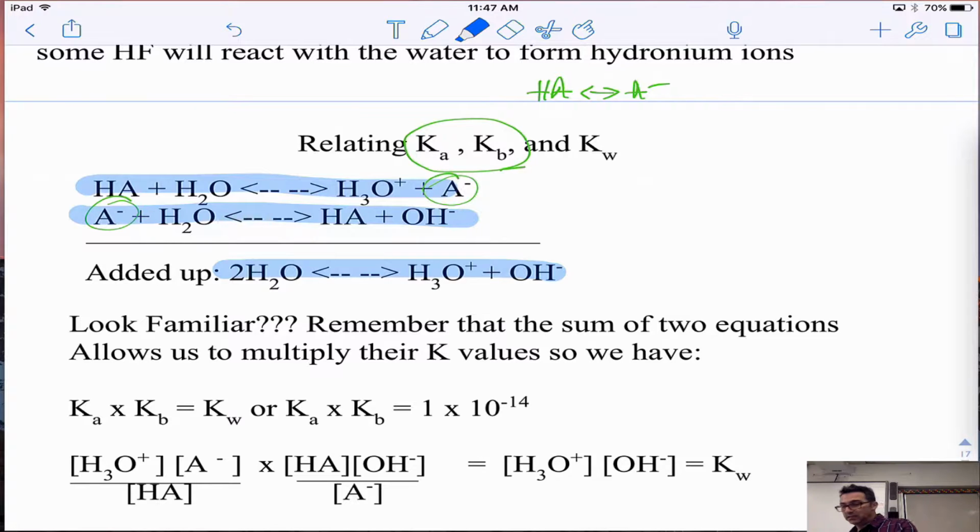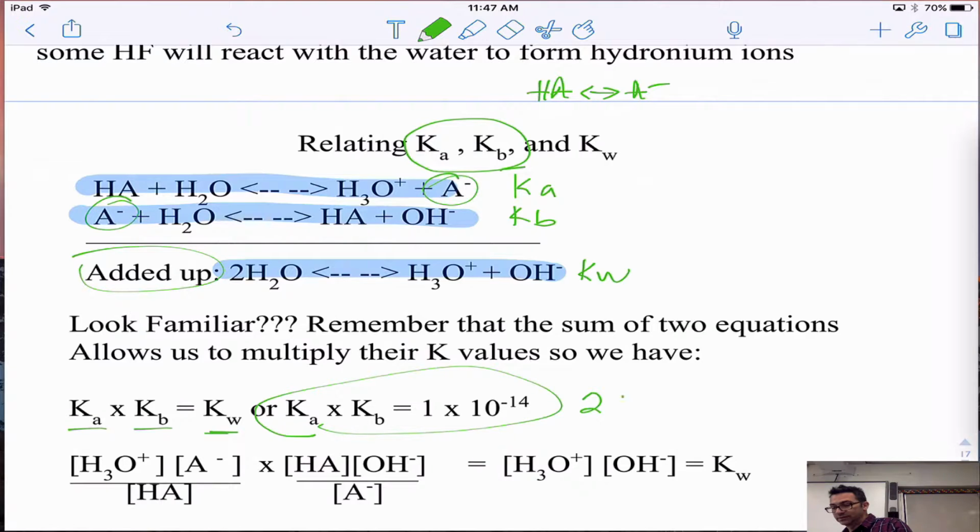Now remember, I'm taking these two equations and adding them together. This has a Ka, this has a Kb. When you add equations, remember what you do to the K values. You don't add them, you multiply them. And that's what we get here. We have Ka times Kb equals, well, Kw. This is my Kw. So Ka times Kb, at least at 25 degrees Celsius, will always equal the Kw.